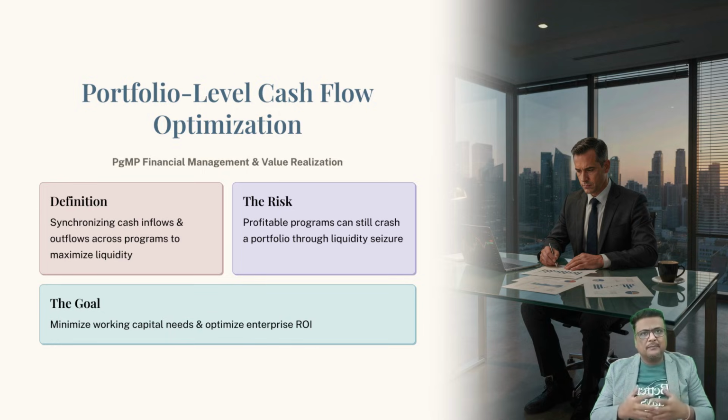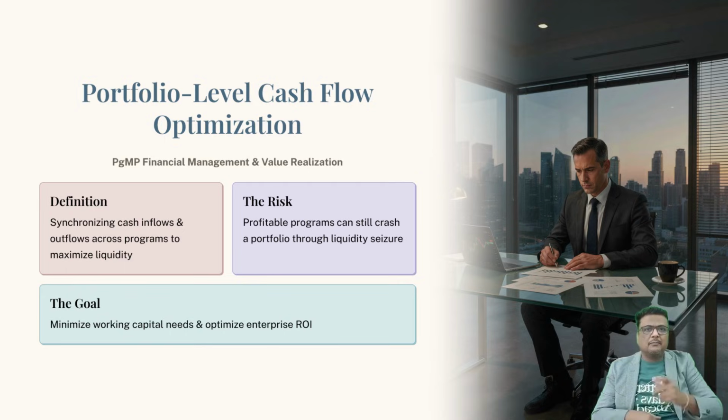and crash. When you look at the official study guide, optimizing portfolio level cash flow is formally defined as the advanced financial governance practice of synchronizing cash inflows and outflows across multiple constituent programs to maximize portfolio liquidity, minimize working capital requirements, and optimize enterprise return on investment.